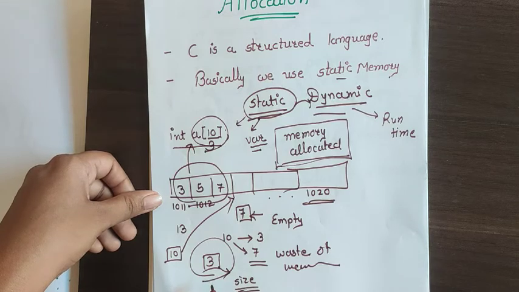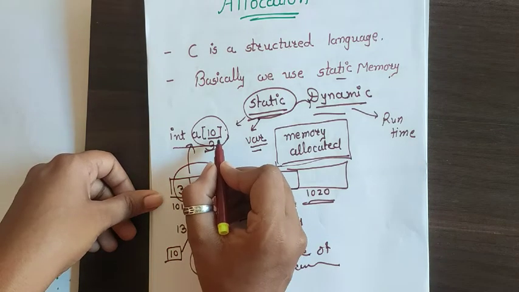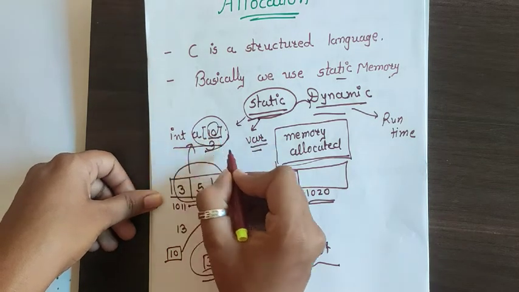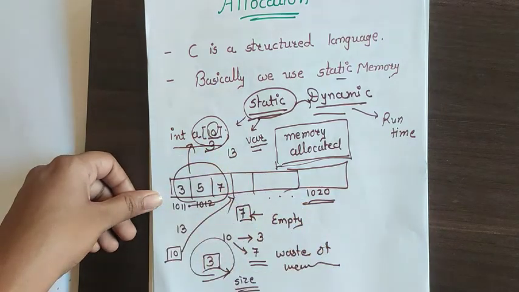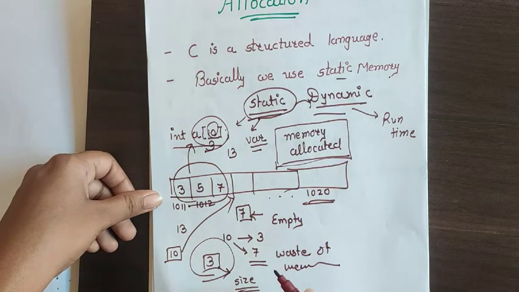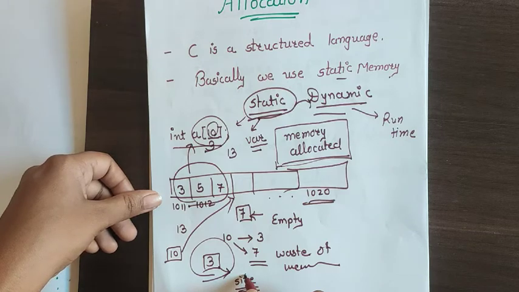So there is no possibility that at runtime I can resize my array in static memory, because again I have to make a change in my code, right? I have to change this size from 10 to 13, and only then, when I execute the second time, will I be able to add 13 data, right? So that is the drawback of static memory, that previously we are not aware of how much memory we need, right?